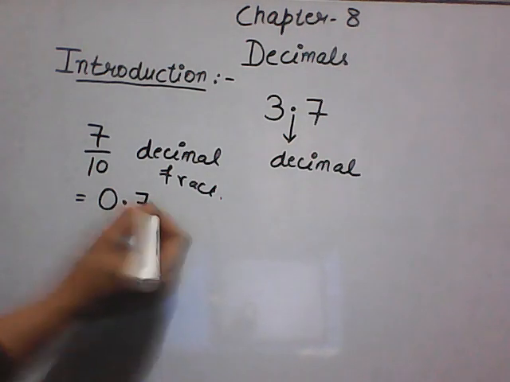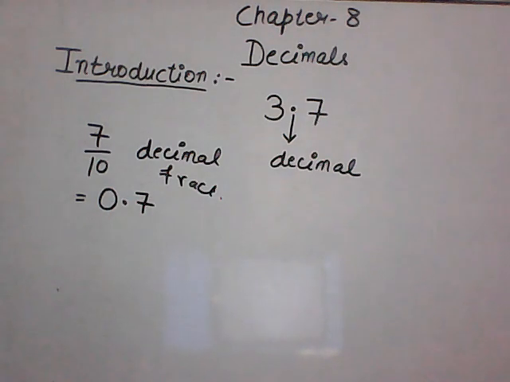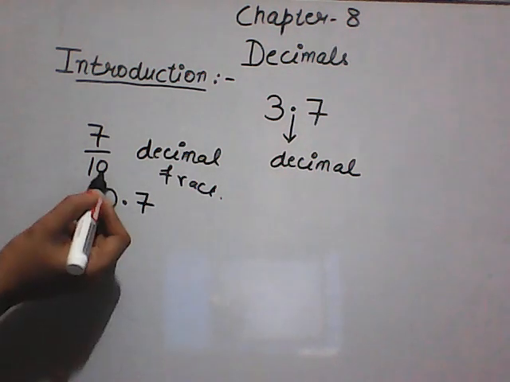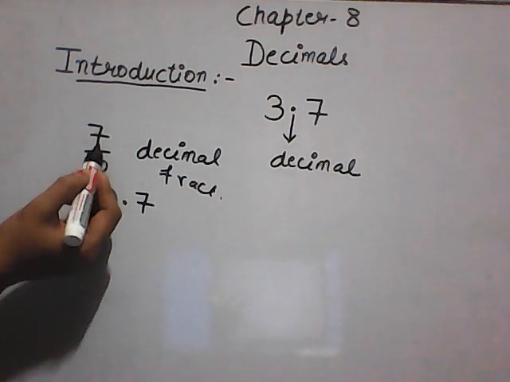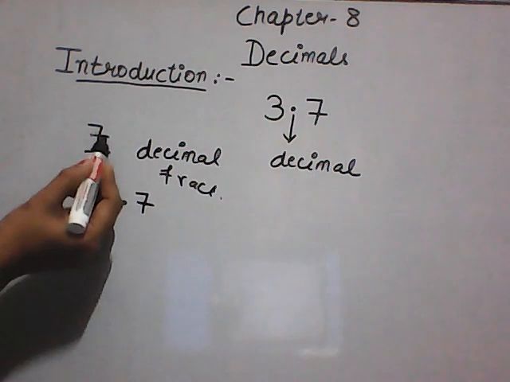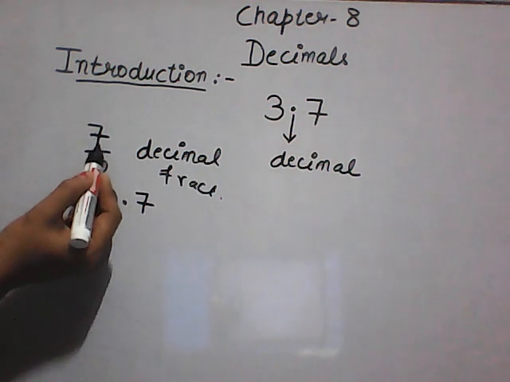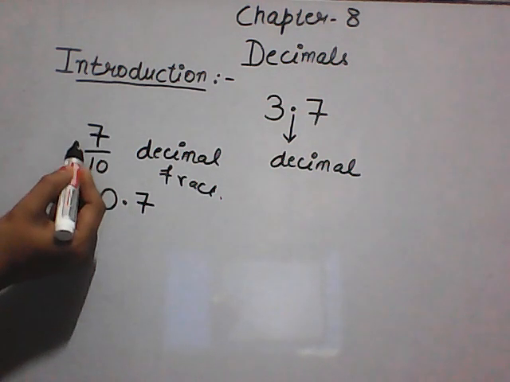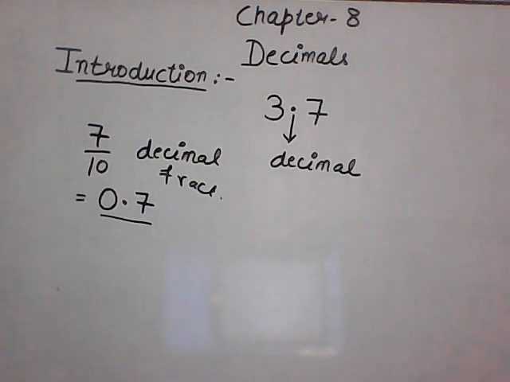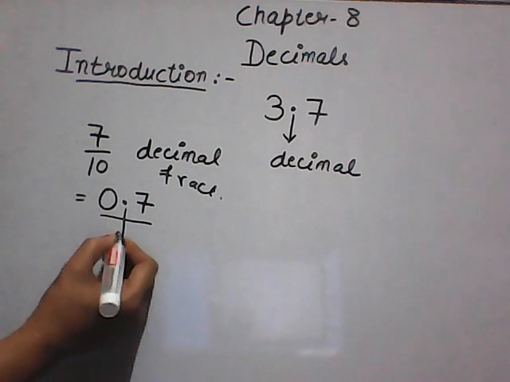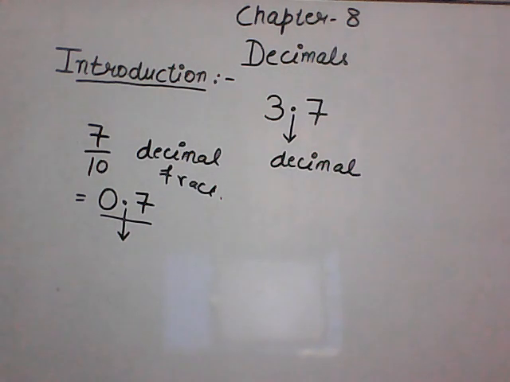0.7. Here, if we remove the 10 from the denominator, then we put the decimal point one place from the right. Here it is 10, so we put the decimal point to the right of 1 digit. Here 7, so we have to put the decimal point: 0.7. Now it is a decimal. These are known as decimals and this dot is known as the decimal point.